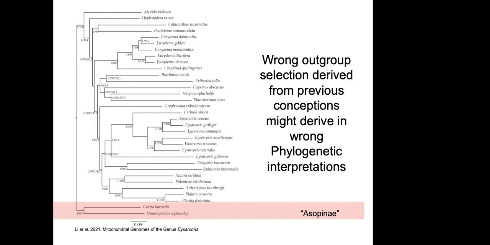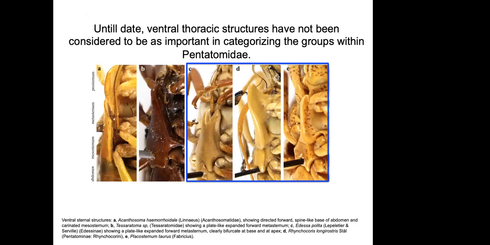So to date, what we have found extracting the morphology from the tree, even though there's no total evidence tree presented yet, is that ventral thoracic structures had not been considered as important in characterizing groups within Pentatomidae, as most of these basal groups, or early divergent groups, better said, all possess some kind of ventral thoracic structure modification within most of the species.